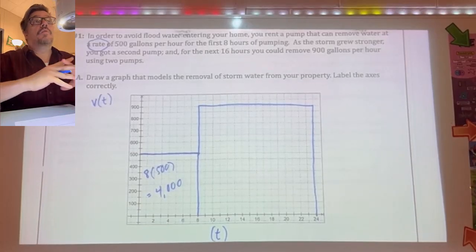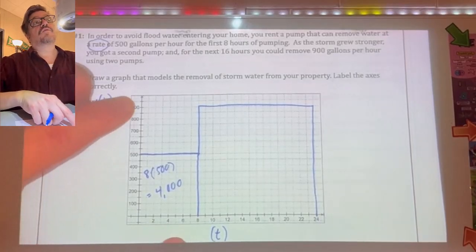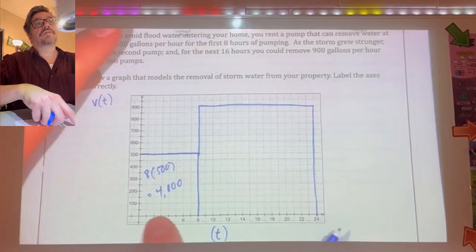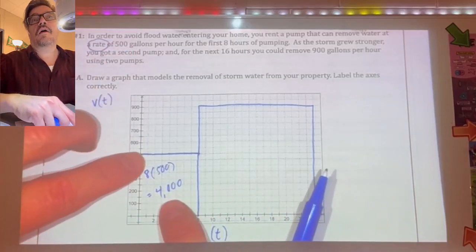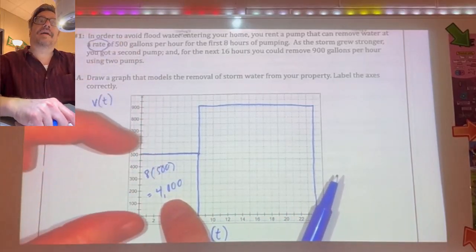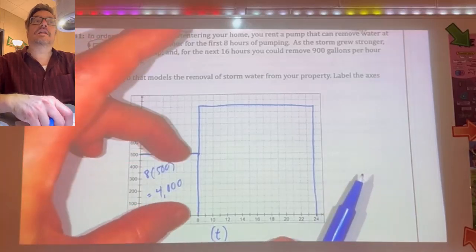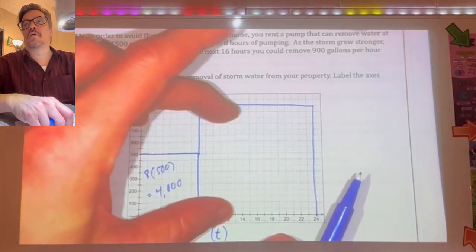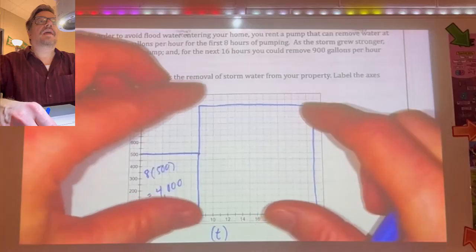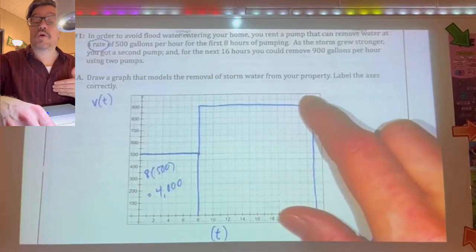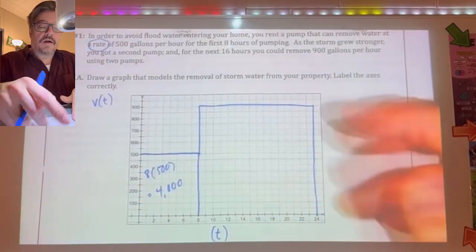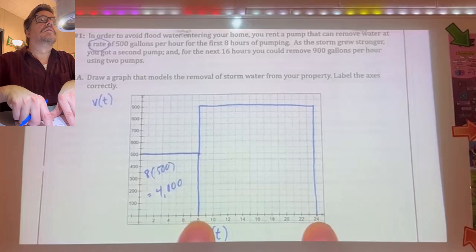So what we've done here is, by having the rate and the time, if we find the area of the rectangles underneath this curve, quote unquote, we have the water removed. So how much water was removed here? 14,400.